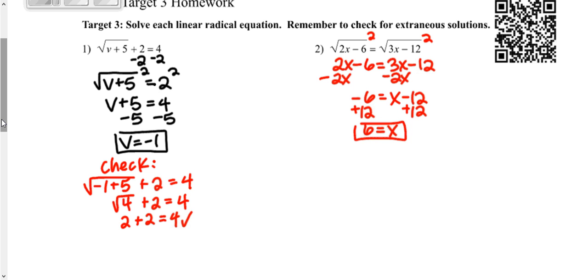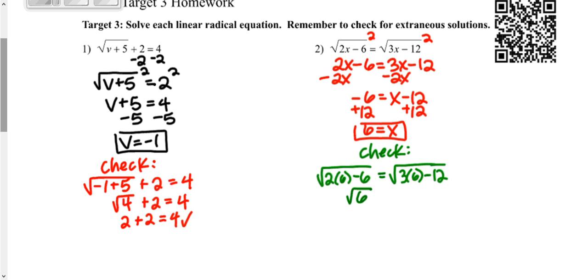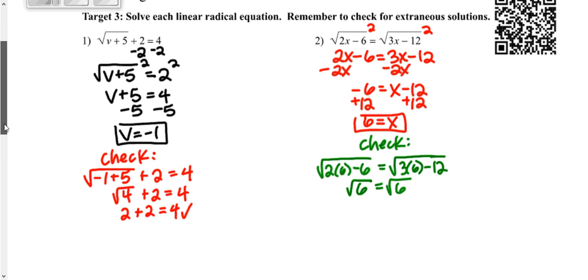Let's check for those extraneous solutions. So plugging it back in. 2 times 6 minus 6 equals the square root of 3 times 6 minus 12. All right, 2 times 6 is 12, minus 6 is 6. And then 3 times 6 is 18, minus 12 is also 6. So we get the square root of 6 equals the square root of 6, and while that is a decimal, that is a true statement. There's no negatives under the square root either, so we are good to go.